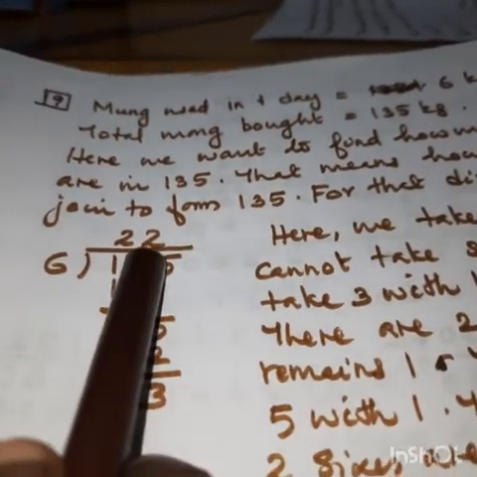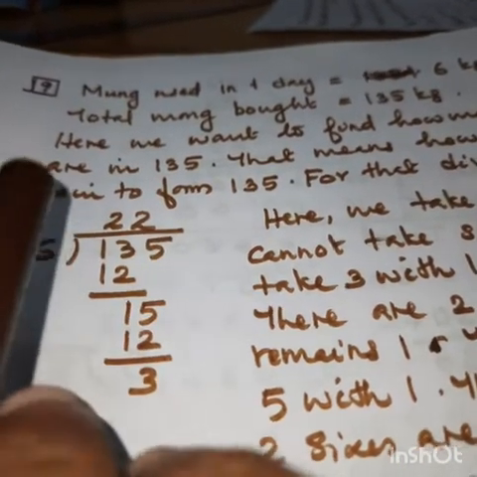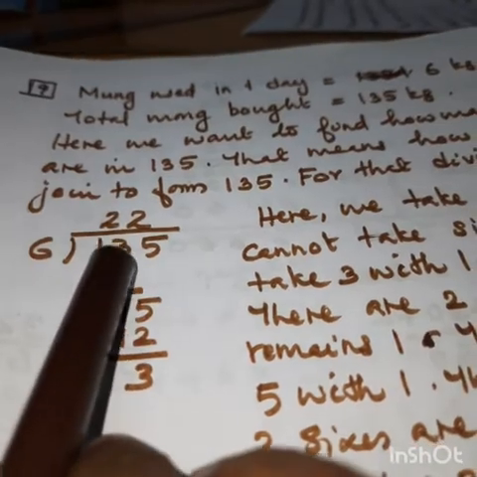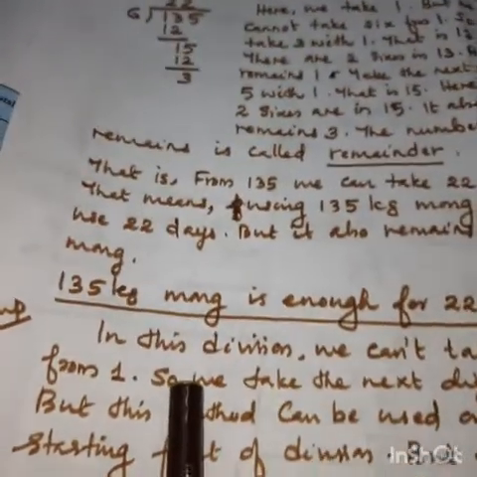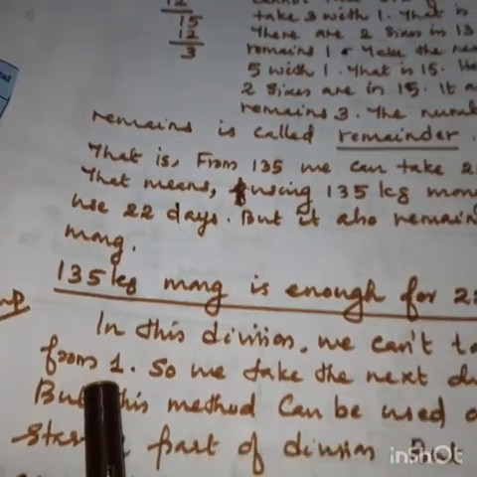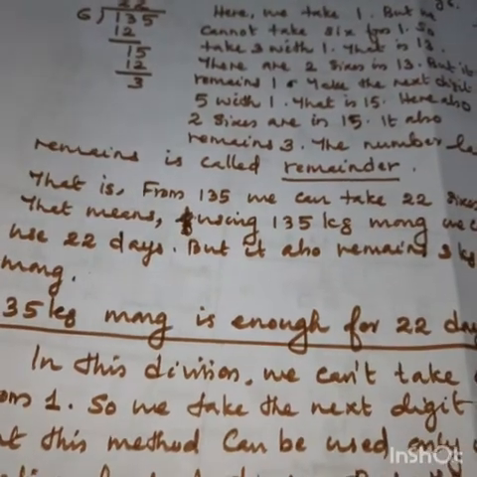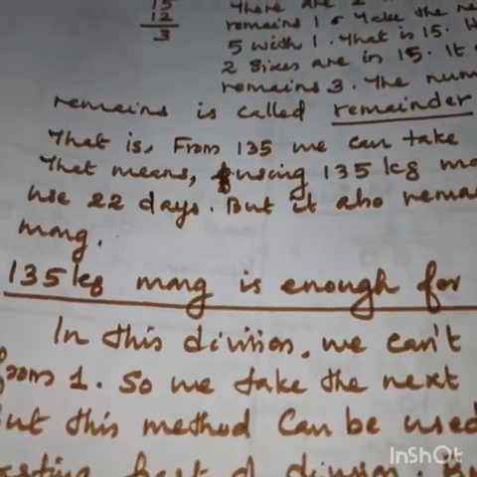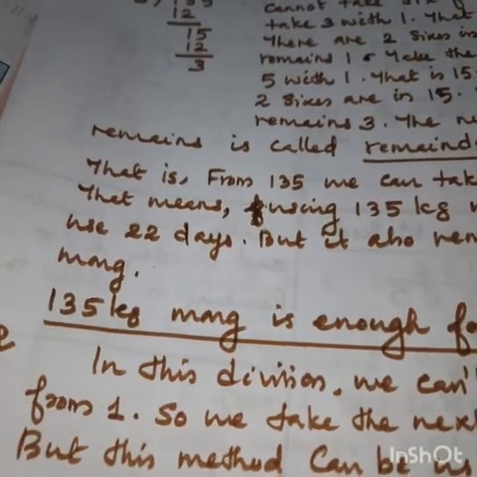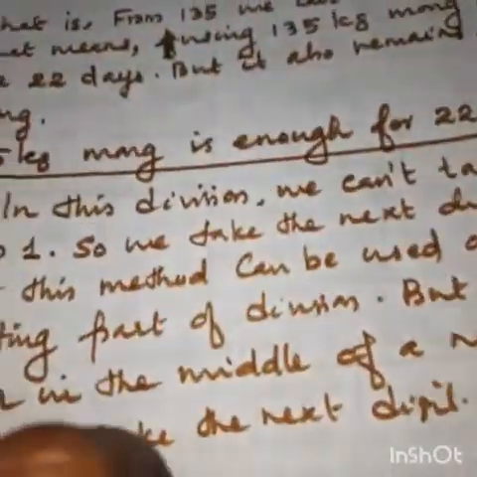But this type, where we consider the next digit, is only for the first number. In this division we can't take 6 from 1. So we take the next digit also. But this method can be used only in the starting part of a division. If this occurs in the middle of a number, we can't take the next digit with the first digit. It can be explained later.